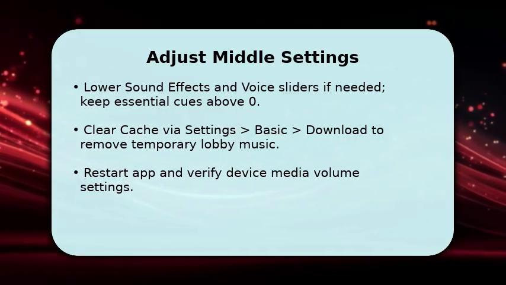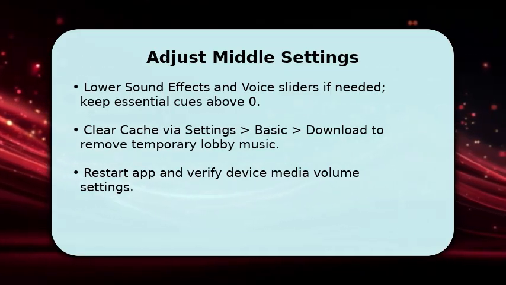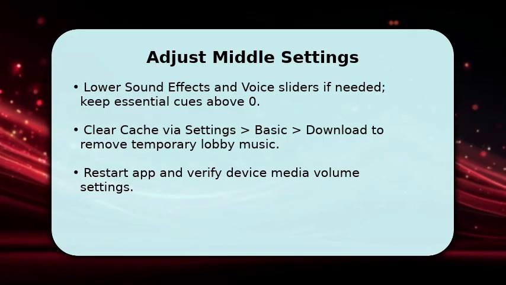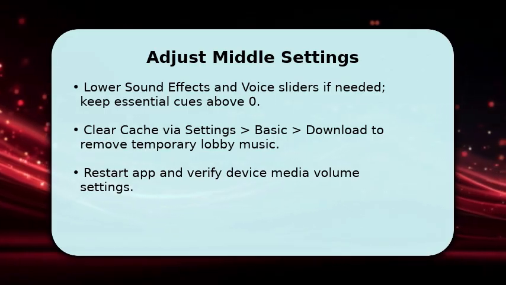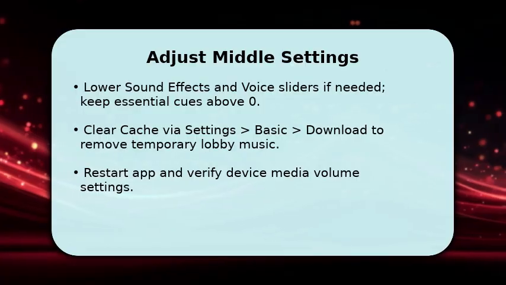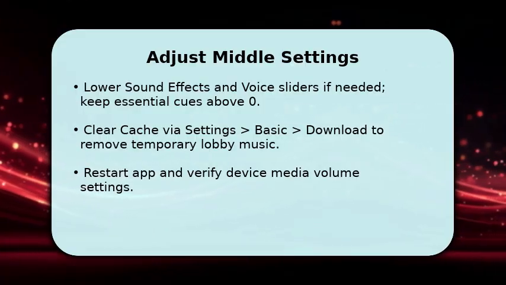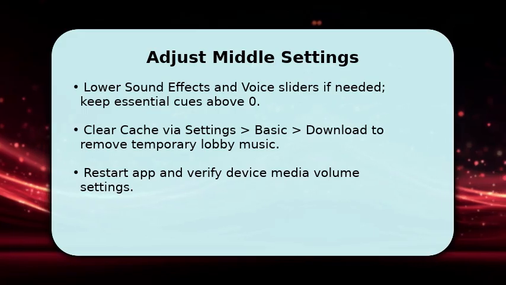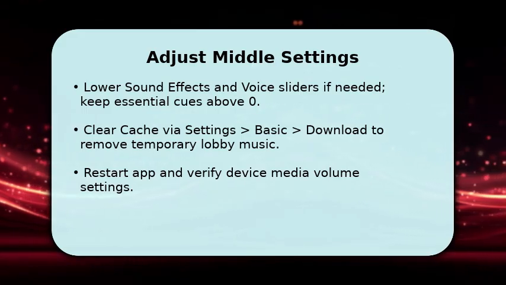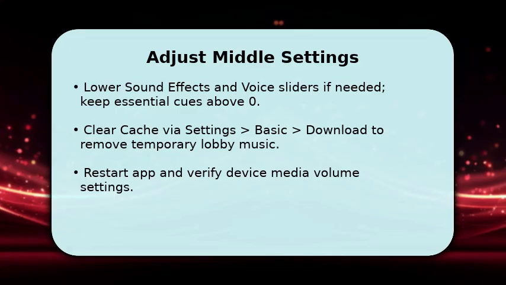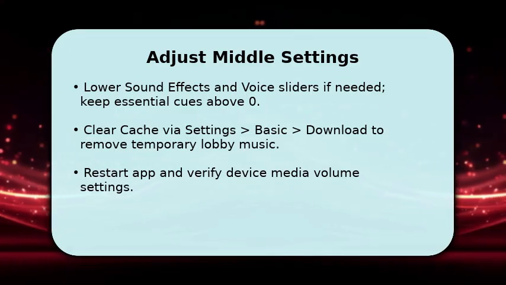For ads or lobby music, go back to the main menu and tap Settings, Basic, Download, Clear Cache to reset temporary sounds. Once done, restart the app to apply changes. Make sure your device volume and system media sliders aren't overriding in-game settings. Check the phone's media volume next.